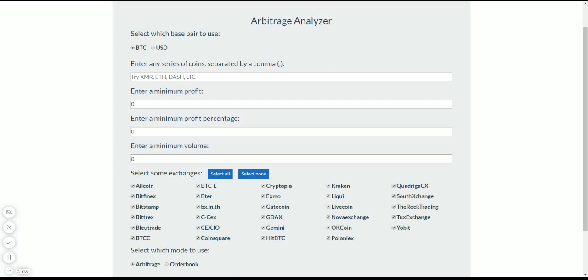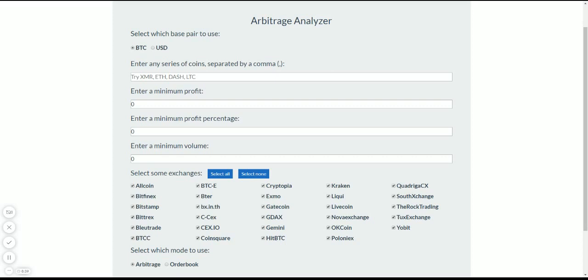Selecting the base pair. This is simply your base currency. You want something that's stable to avoid market risk. This is what you're going to have most of your holdings in and what you're going to rebalance to. Enter any series of coins, pretty self-explanatory. You can put any of the coin names here. I know that some of the exchanges have different naming conventions. I've gone through and mapped those out so you don't have to worry about any of that. The code will take care of it for you.